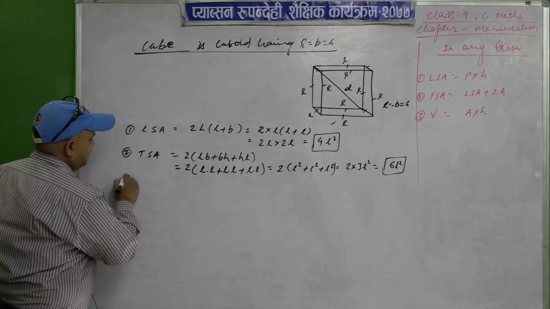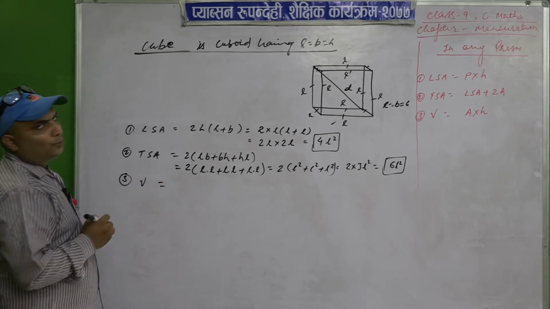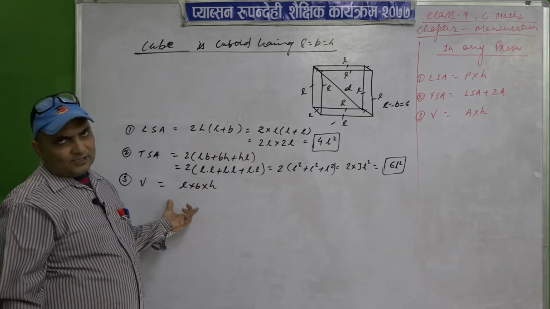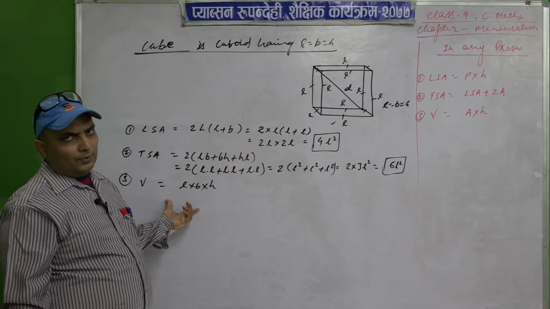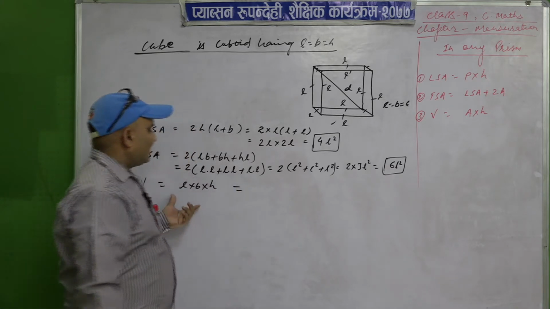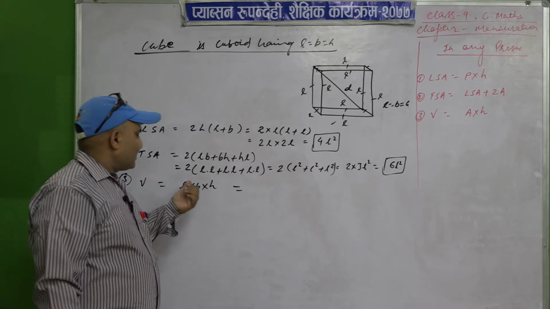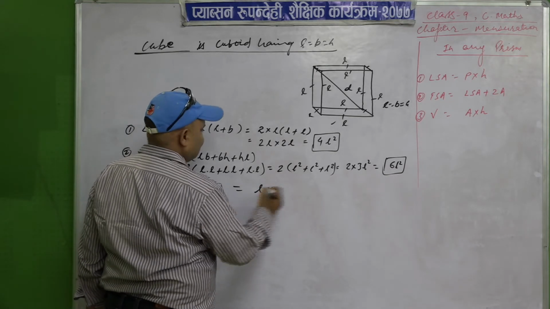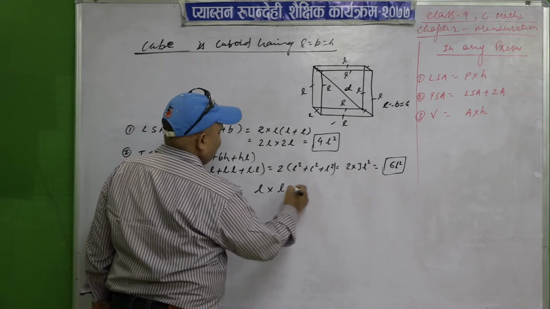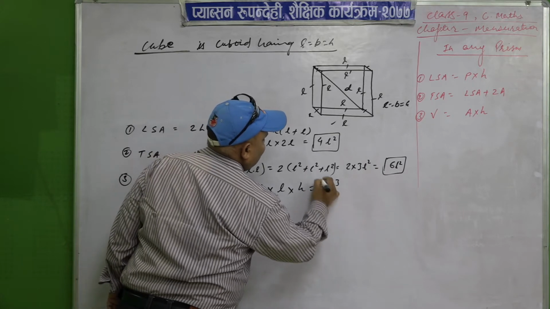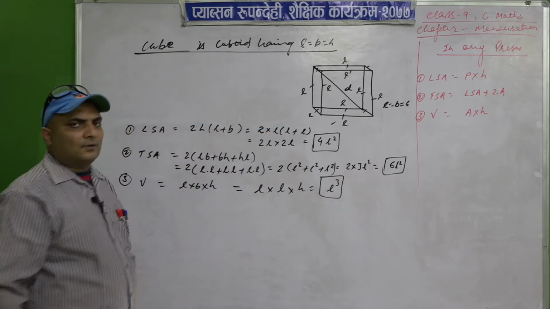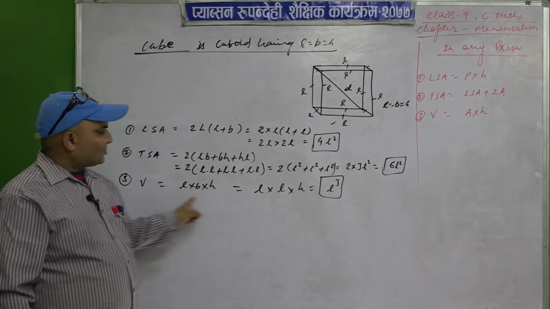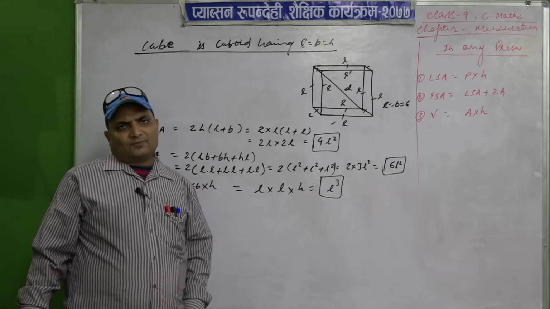Now come to volume. The volume of the cuboid is L into B into H. So by using this formula also we can find out the value of cube, but we are going to make direct formula. For direct formula, in the place of B, H you write L. So write here L as it is, in the place of B L, in the place of H also L, L into L, L into L, that is L cube. So this is the direct formula for volume of a cube. We can use this formula also, this is direct formula.